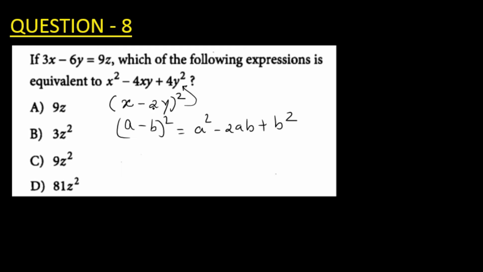Now we need the value of this expression, meaning somehow, from whatever is given to us, we need to get the value of x minus 2y. So we have 3x minus 6y as 9z.